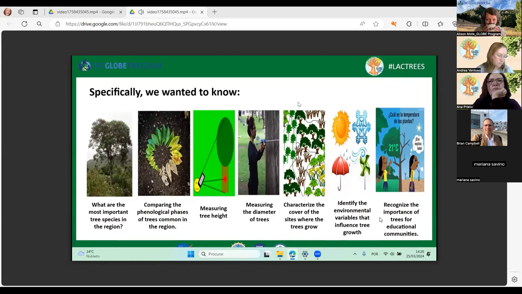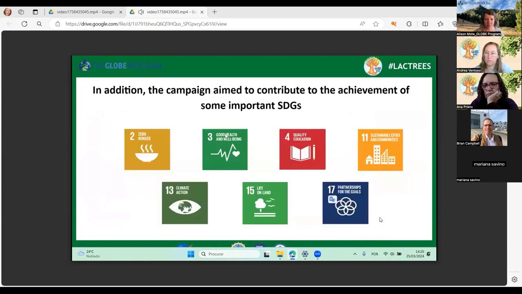We also characterize the cover of the sites where the trees grow. We are especially interested in identifying environmental variables that influence tree growth, and we are going to continue with this interest during this year. And also to recognize the importance of trees for educational communities, what we need to study and to plant trees.